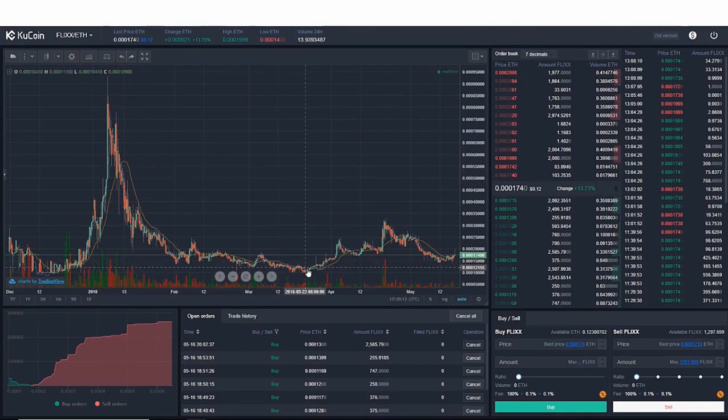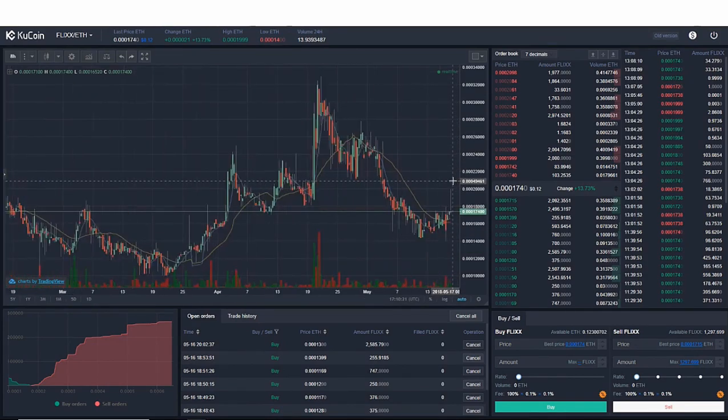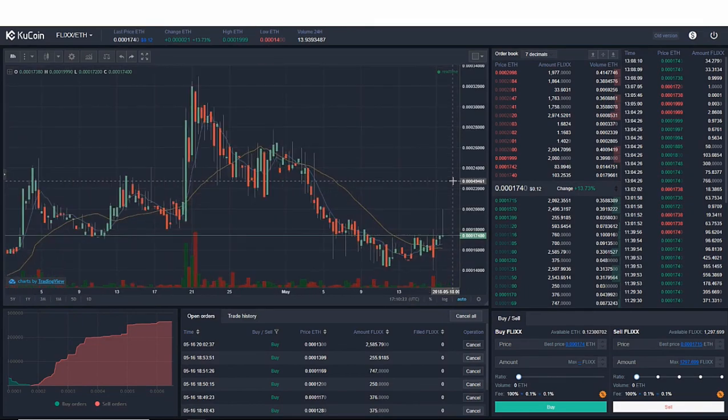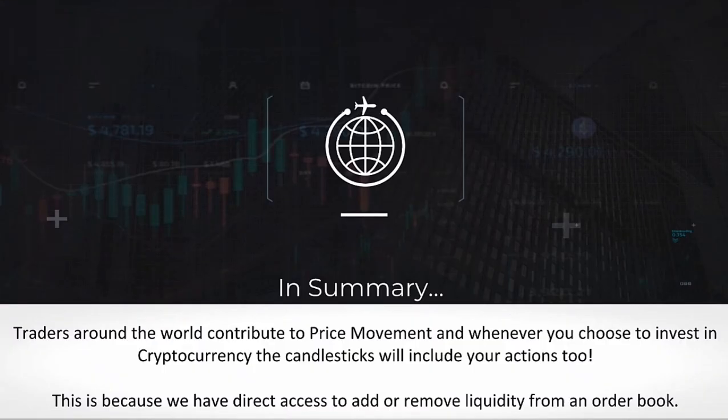And then we're waiting for more information to confirm that this project really is going to continue going up again. But it is something that I wanted to invest into, and I believe that this was a really great opportunity to show you all how candlesticks are created. In summary, traders around the world contribute to price movement. And whenever you choose to invest in cryptocurrency, the candlesticks will include your actions too.